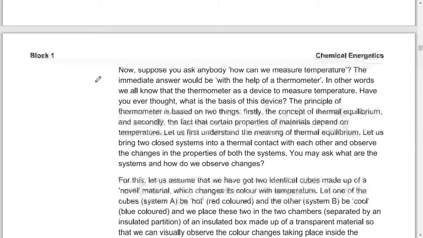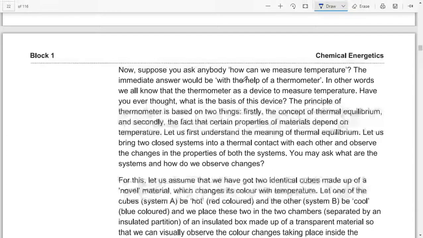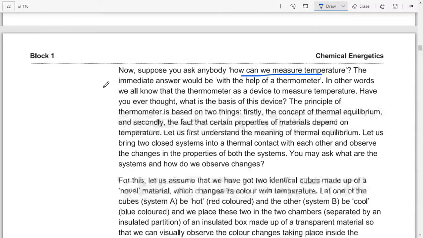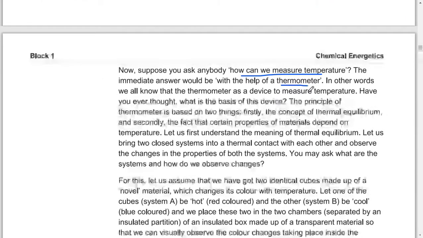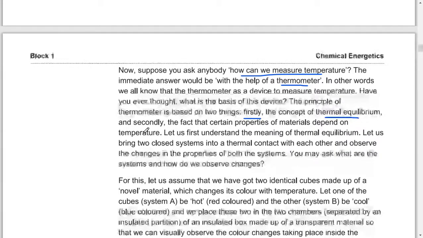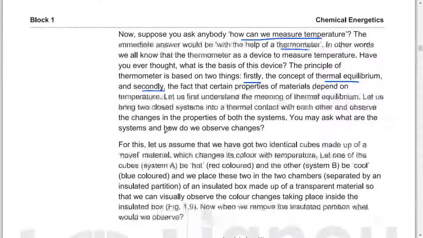Now suppose you ask anybody, how can you measure temperature? The immediate answer would be with the help of a thermometer. In other words, we all know the thermometer as a device to measure temperature. Have you ever thought, what is the basis of the device? The principle of the thermometer is based on two things. Firstly, the concept of thermal equilibrium, and secondly, the fact that certain properties of materials depend on temperature. Let us first understand the meaning of thermal equilibrium.